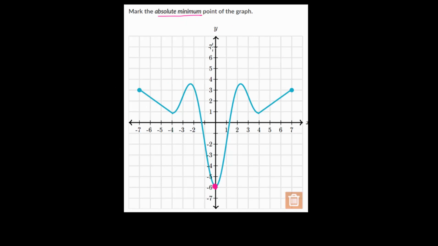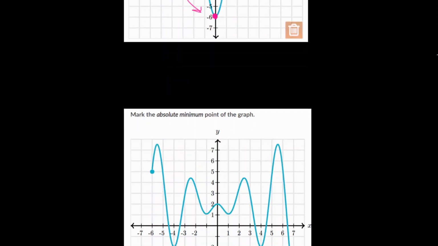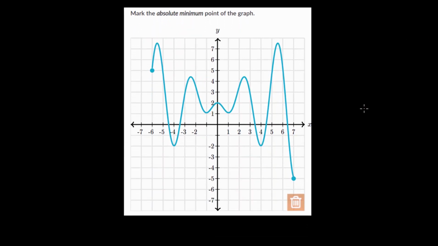And for this one, the absolute maximum, it looks to be in two different points. So those would tie for the absolute maximum. But this one is concerned with the absolute minimum, and so that's going to be right there. And so let's do two more problems. And once you get the hang of these, they are fairly quick.